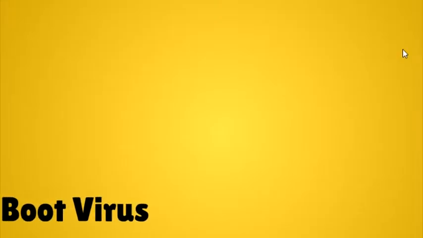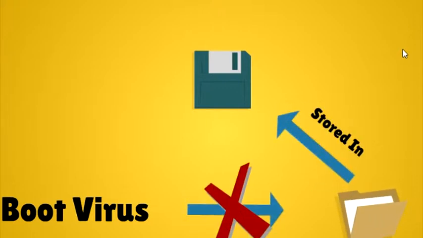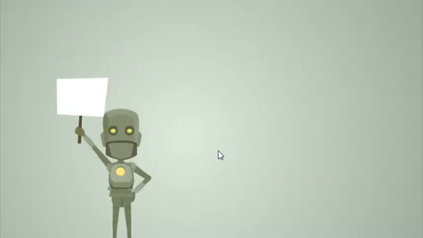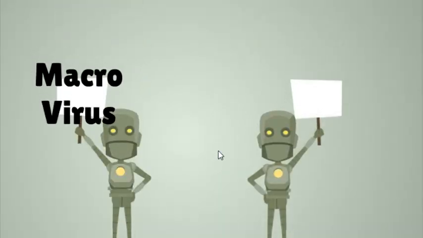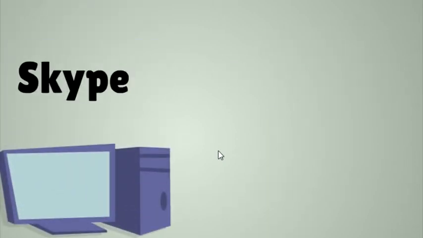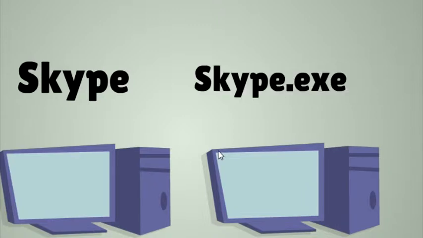Boot viruses infect the boot sector of a floppy or hard disk. They do not affect files, but the disks that contain them. They infect the hard drive of the computer by attacking the boot sector. A companion virus may have the same name as other software in your computer, but with a different extension. When the computer runs the original software, the virus runs the infected software before running the actual program.